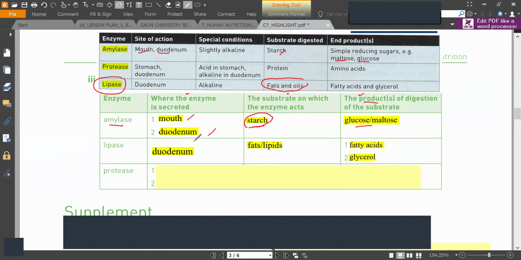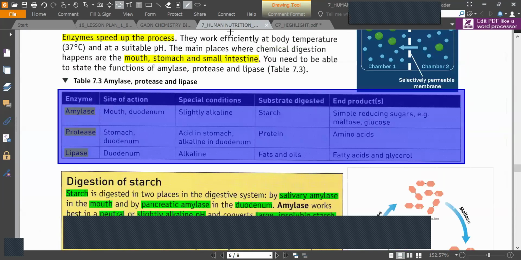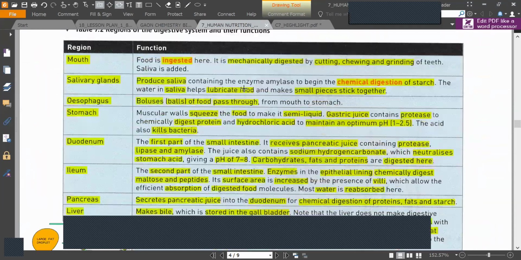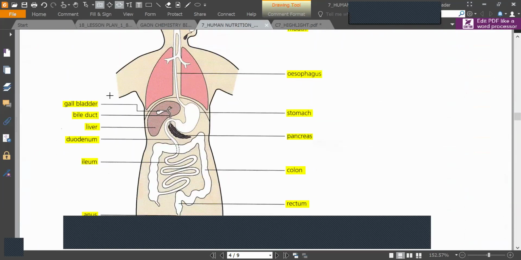Okay, where can we find it? It is secreted into the duodenum. Where is the duodenum? Yeah, here, at the start of the small intestine. So, duodenum.